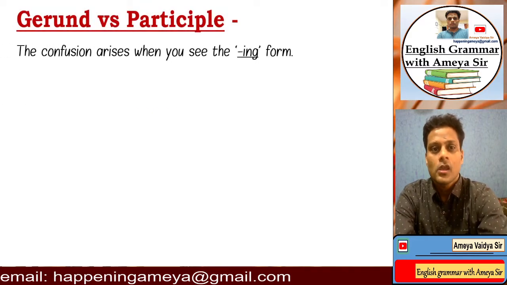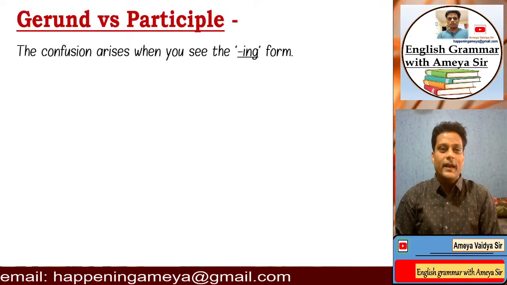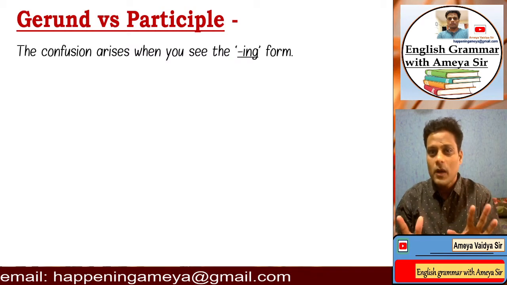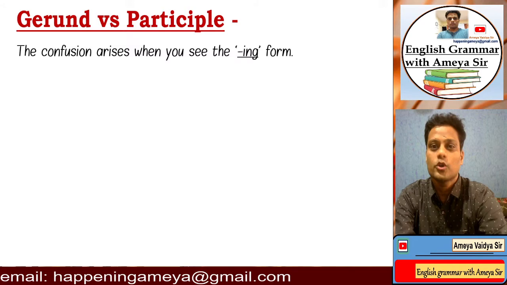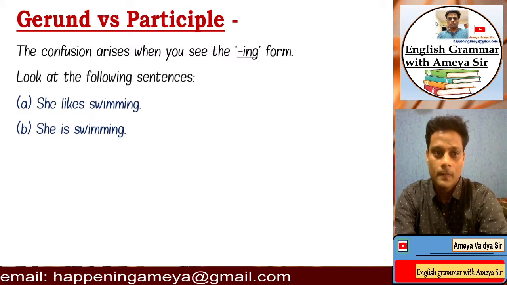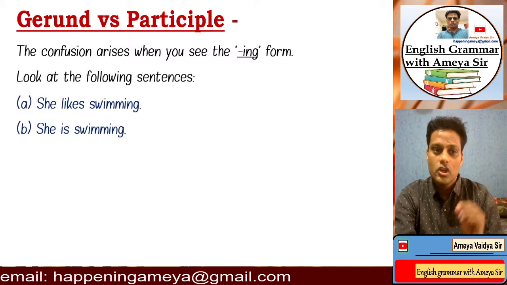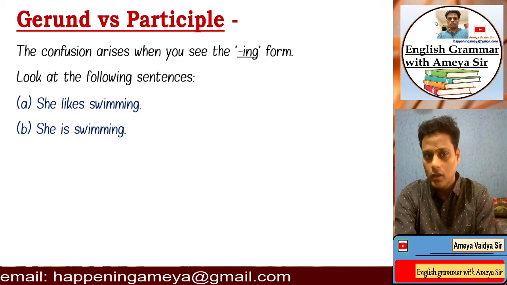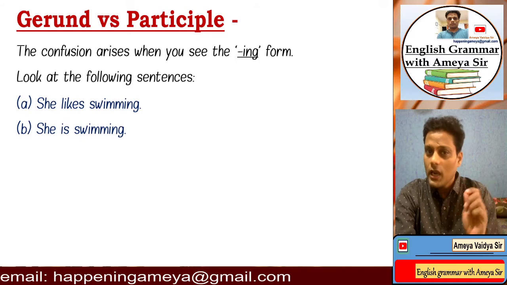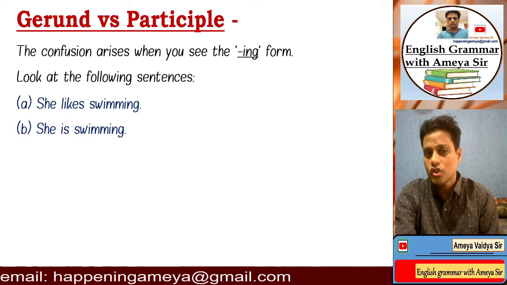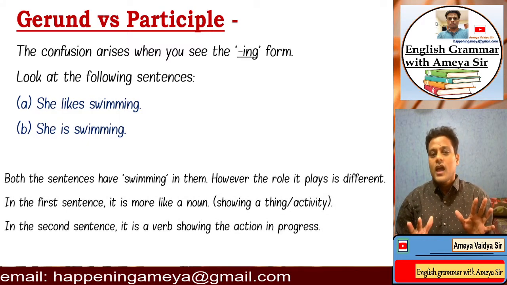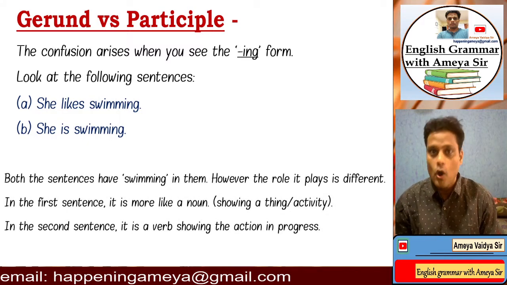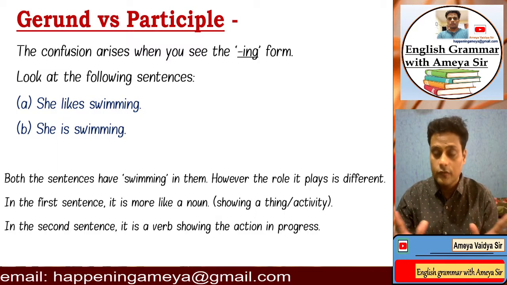Let's continue. Now, on to the main topic here. Gerund versus participle. Now, why is there this confusion? I've already said that. The confusion is because you see the ing form in both. So look at the following sentences. She likes swimming and she is swimming. Now, both the sentences have swimming in them. This is the ing form. That's the reason for why there is this confusion.